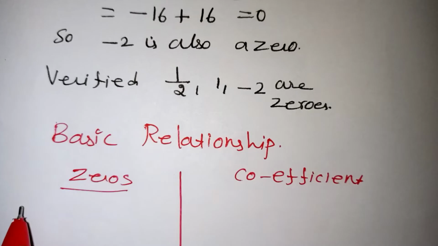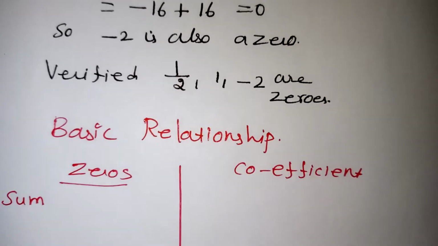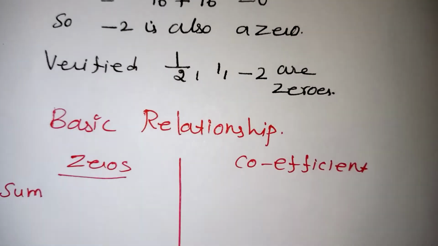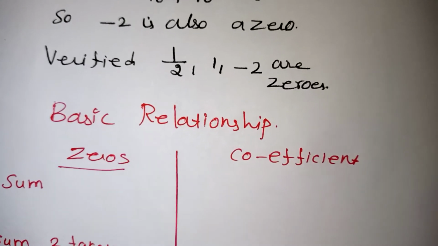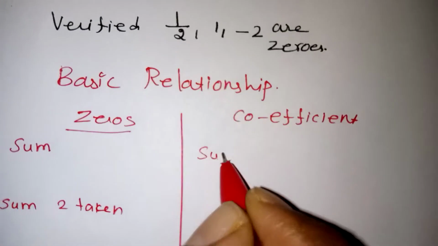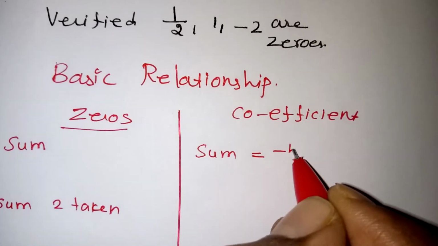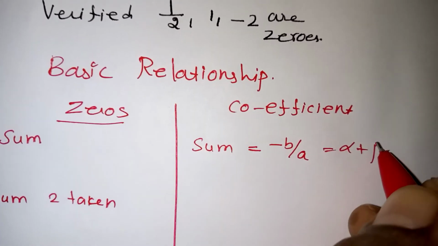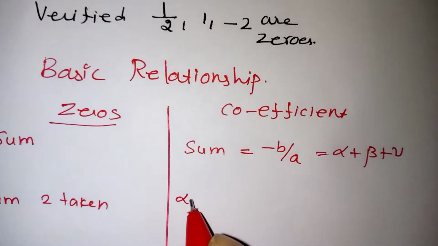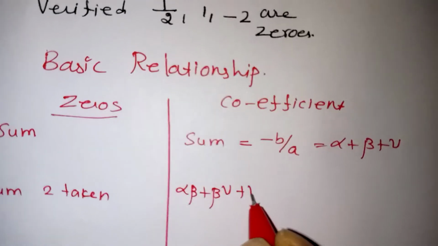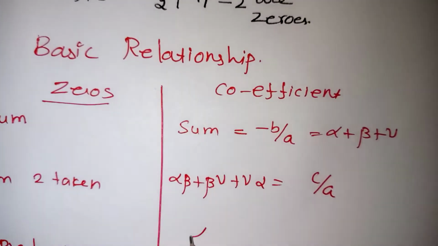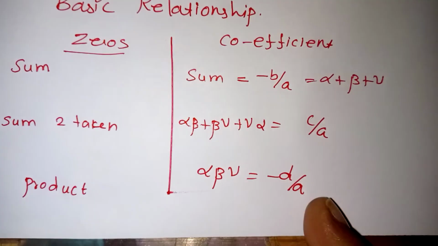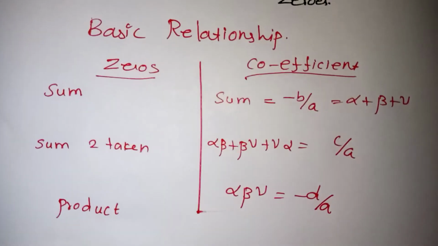Using zeros means first we have to find the sum directly, then the sum two taken at a time, and last one is the product. The same way here also for coefficients. Sum means we have a formula minus b by a. Sum two taken at a time means alpha beta plus beta gamma plus gamma alpha is equal to c by a, and alpha beta gamma is equal to minus d by a. So these are all the formulas for using coefficients. We are going to apply them now.